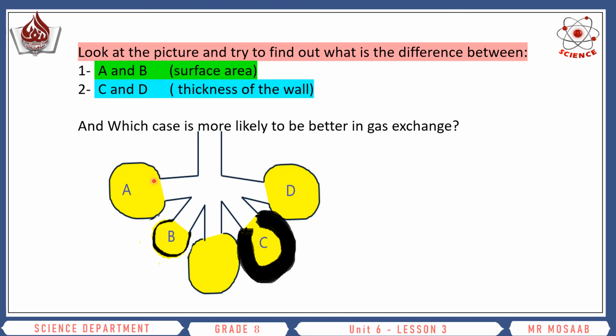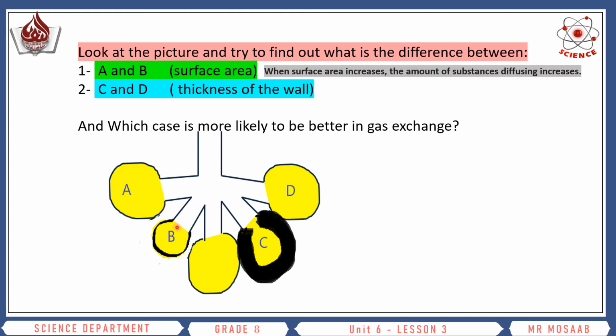Exactly. The surface area of A is larger than the surface area of B. So what this means is when surface area increases, diffusion becomes faster, so the amount of substance diffusing increases. By increasing the surface area, the diffusion becomes faster.